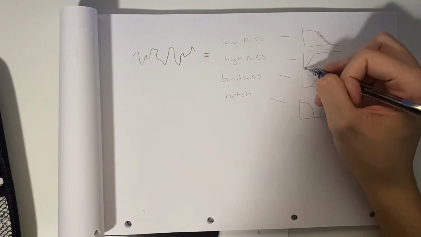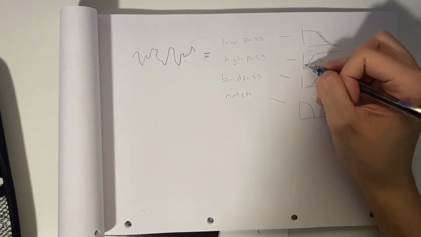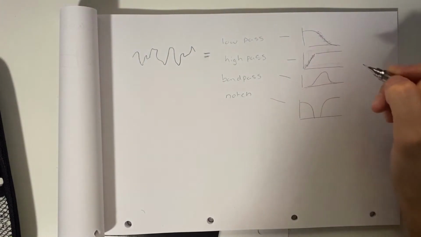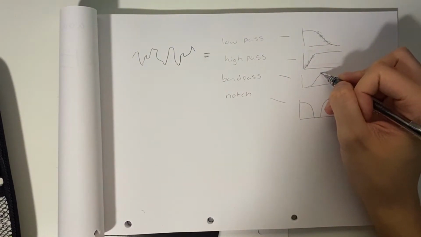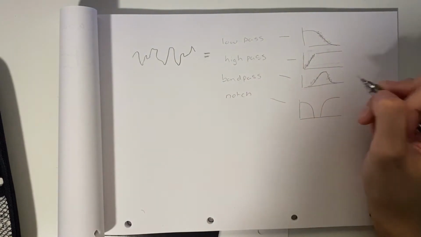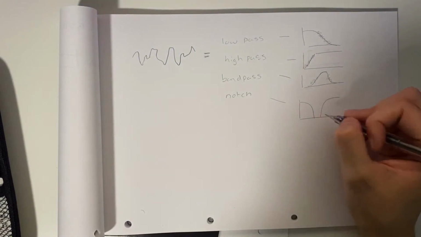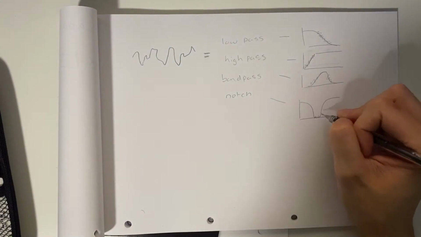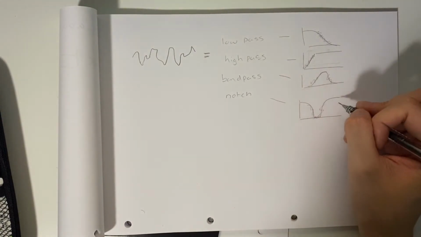And for a high pass, we just want this part, so this part is blocked here. For a band pass, maybe we just want this section right here, this part gets blocked. And for a notch filter, we don't want this part or this part, we just want these.